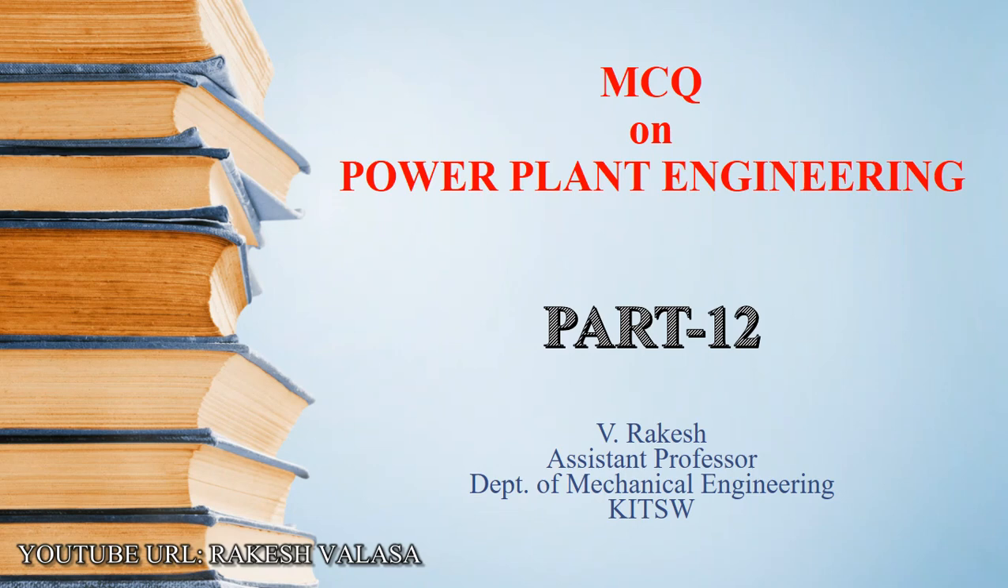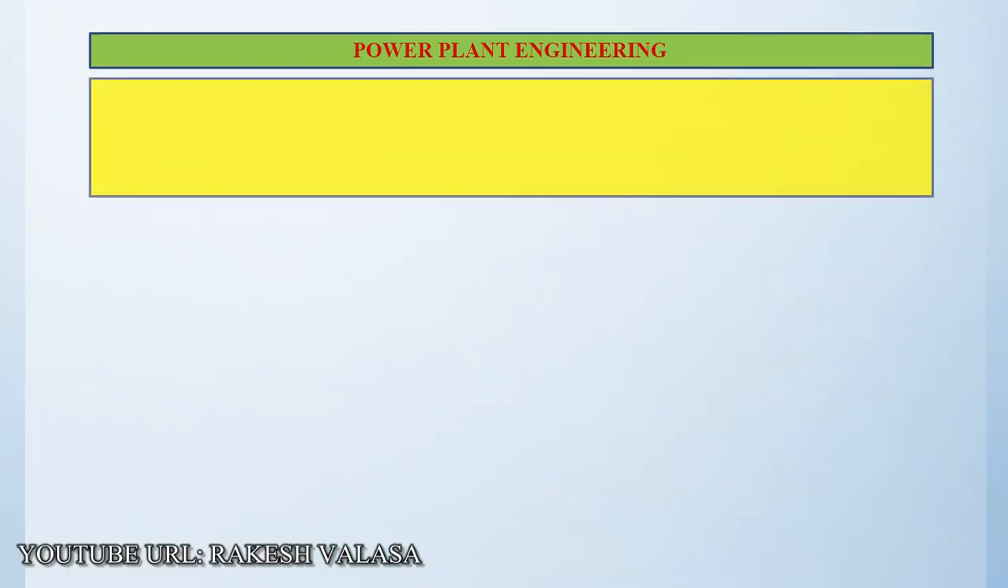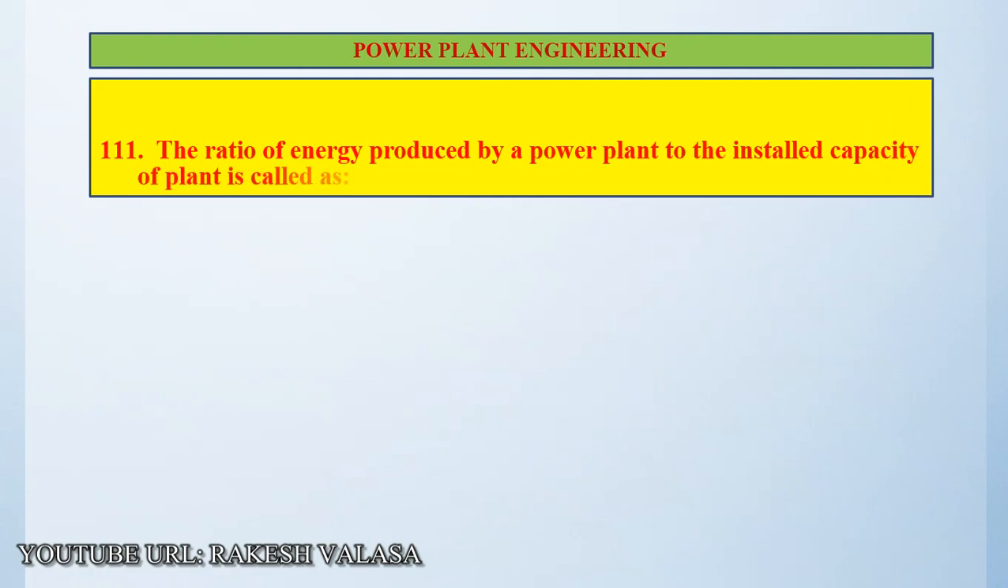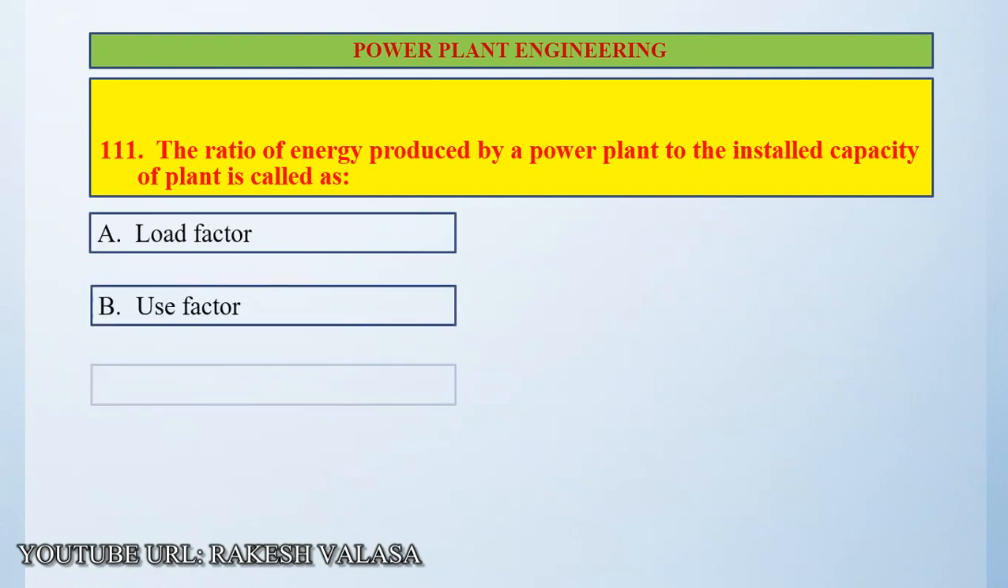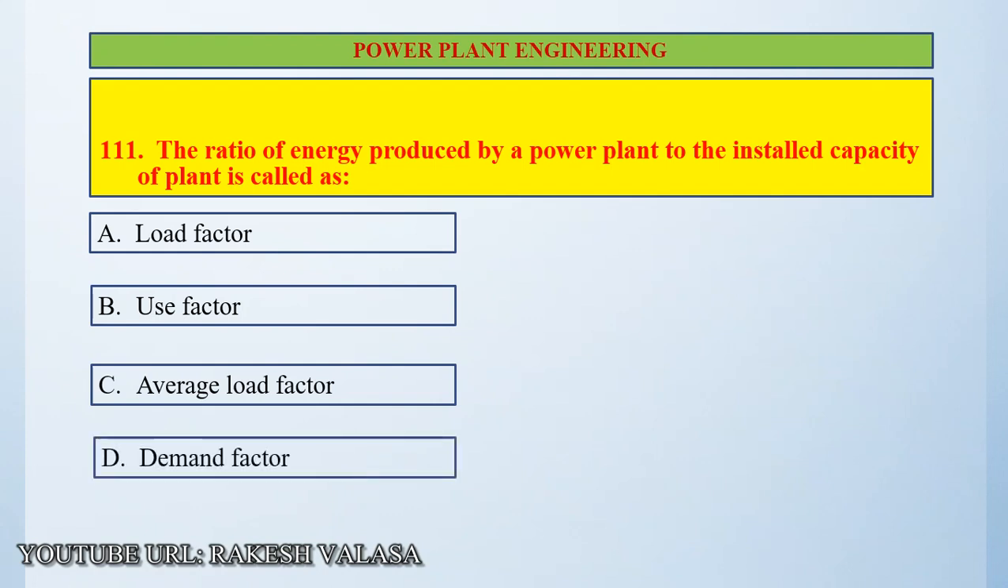Multiple choice questions on power plant engineering, part 12. Question number 111. The ratio of energy produced by a power plant to the installed capacity of plant is called: option A load factor, option B use factor, option C average load factor, option D demand factor.